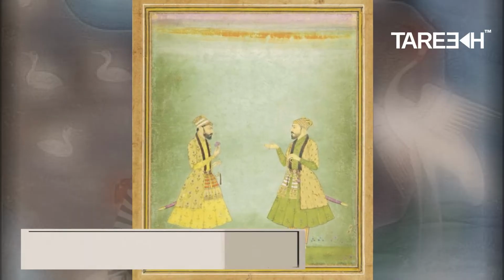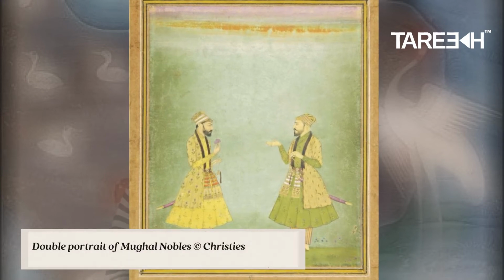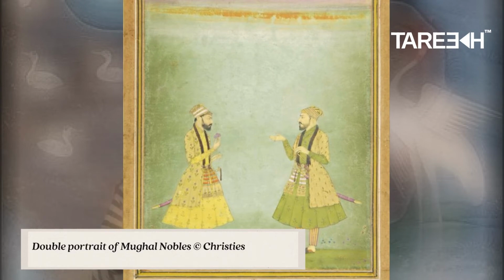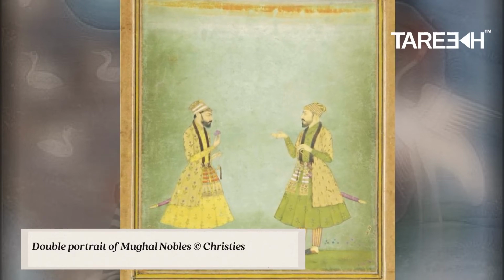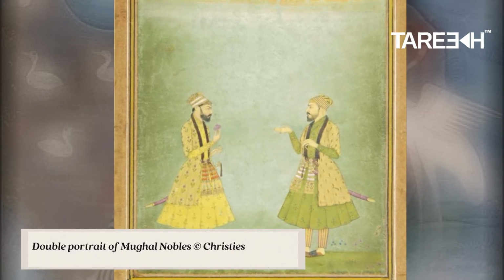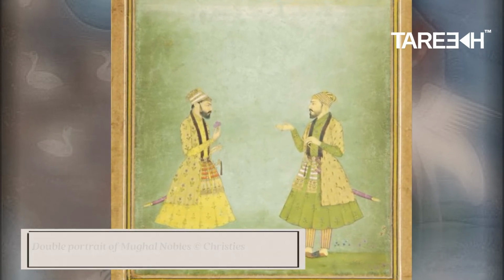Now, this created a lot of resentment amongst the already existing nobility, the older nobility that was already there, the Khanzads, who belonged to families and generations of people who were already serving the Mughal Empire or the Mughal crown. And with this new influx of people, they somehow felt a little threatened.